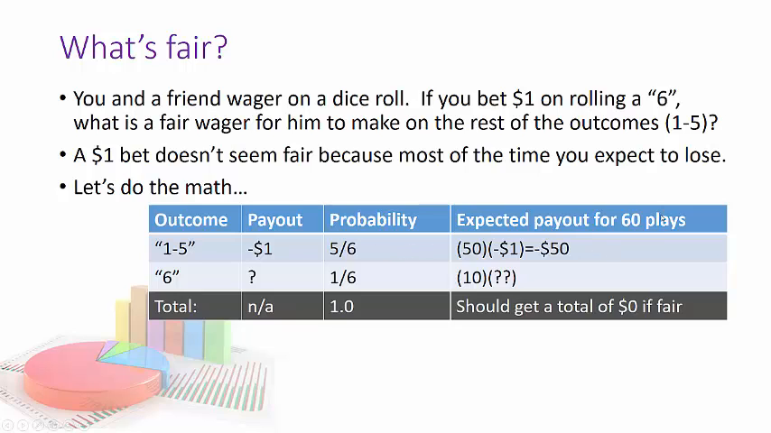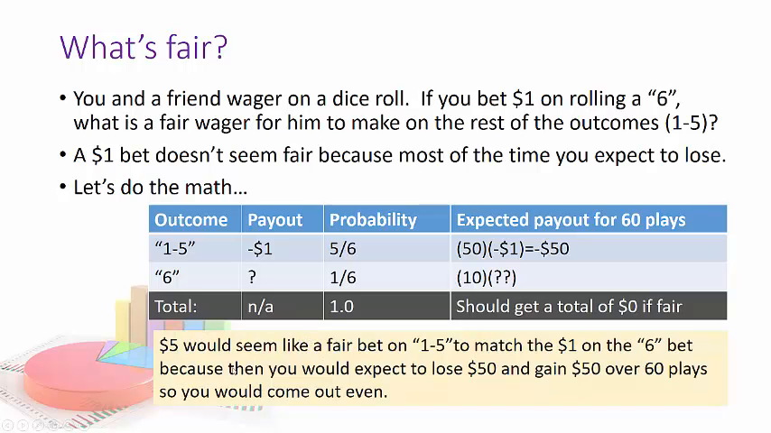I can go ahead and say, let's assume 60 plays just to make the math easy. So you would expect to lose 50 of those. That's a lot. And you're going to lose $1 every time, so you would expect to lose $50. Okay, then your winning bet, you only expect to get that 1/6 of the time, or basically 10 out of 60 plays. What should this payout be, so that you can make up that negative $50? Well, $5 would seem like a fair bet because basically you would expect to lose 50 on the outcomes that aren't 6 and gain 50 on the outcomes that are 6. So you would come out even.